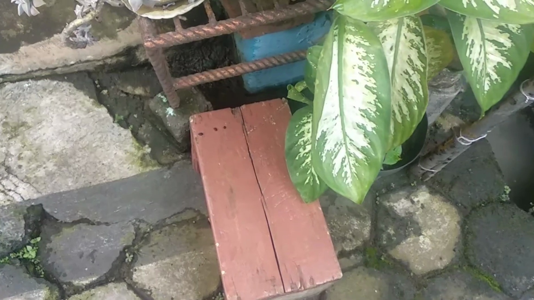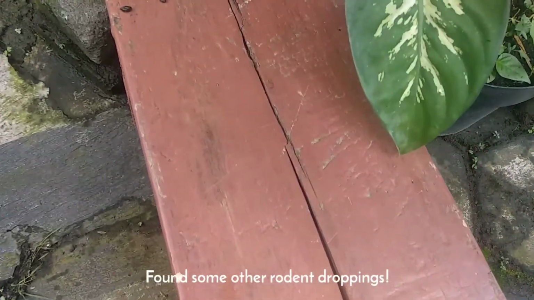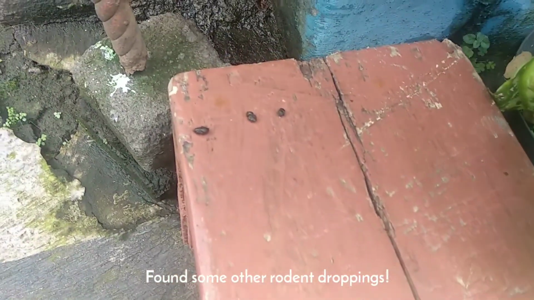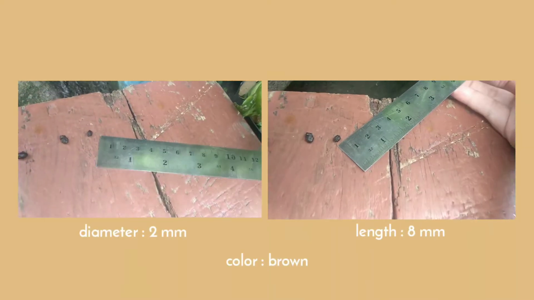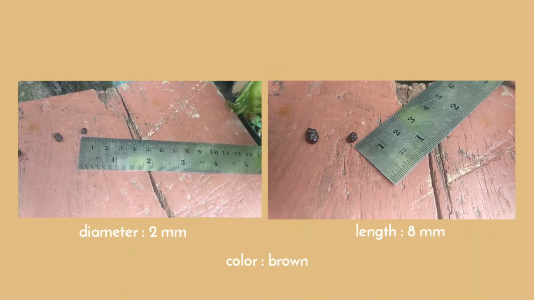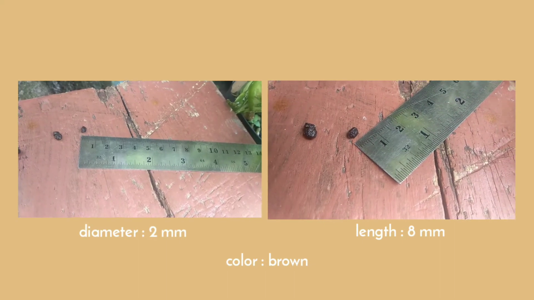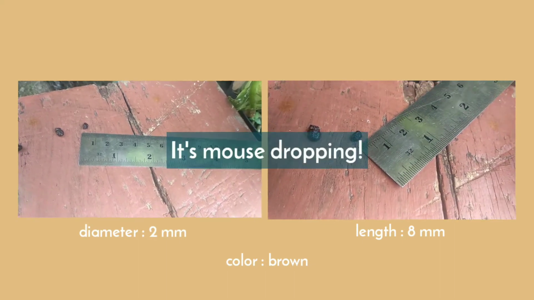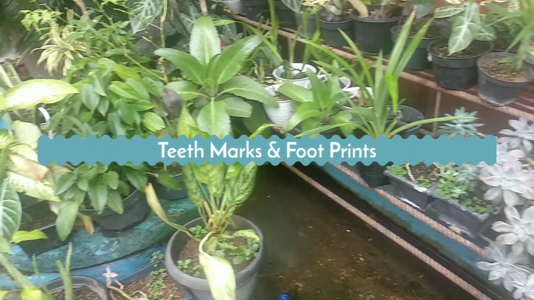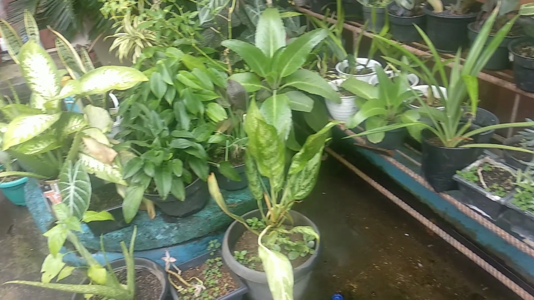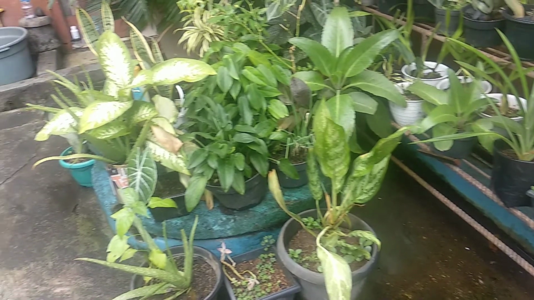I found some other rodent droppings in another place. The diameter of the dropping is 2 mm, the length is 8 mm, and the color is brown, so it's categorized as mouse dropping.